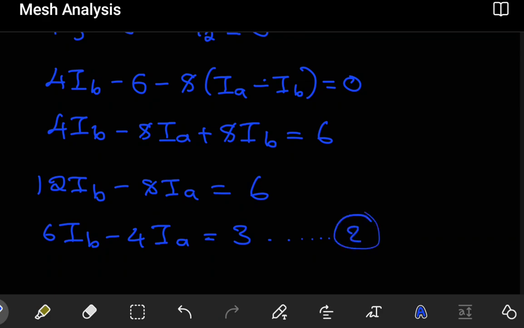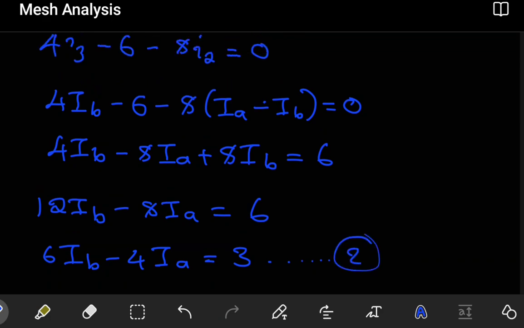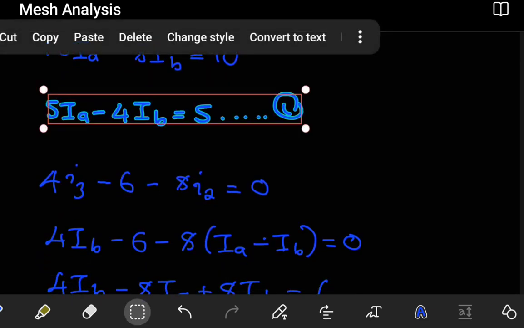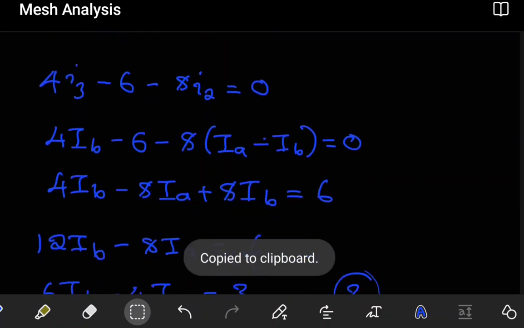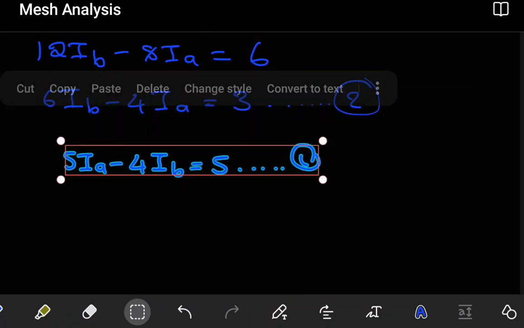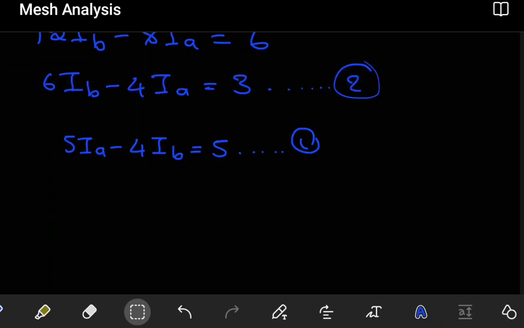Now, once we have these equations, we can easily work them out simultaneously. How you decide to work them out is up to you. When you have too many unknowns, sometimes it might be beneficial for you to use Cramer's rule. But here, of course, when they are simple, just use substitution.